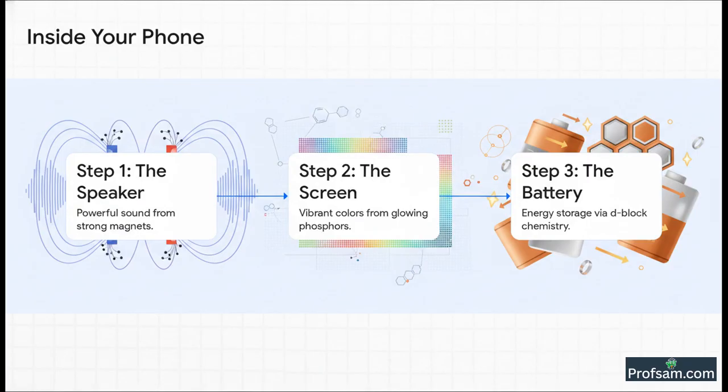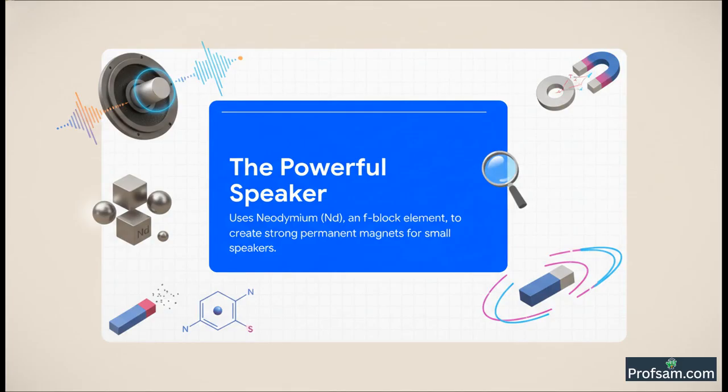We'll look at 3 key parts. First, the speaker, then the screen, and finally the battery. Okay, first up, the speaker. Think about it. That really powerful sound coming from such a tiny device. How is that even possible?